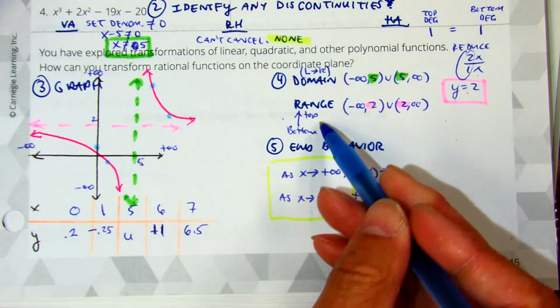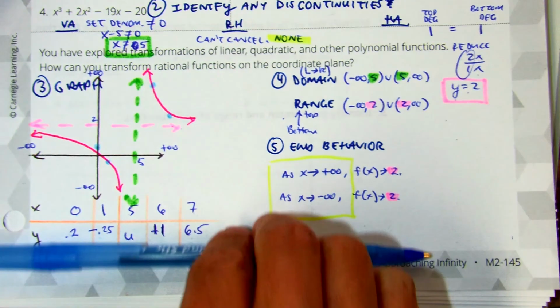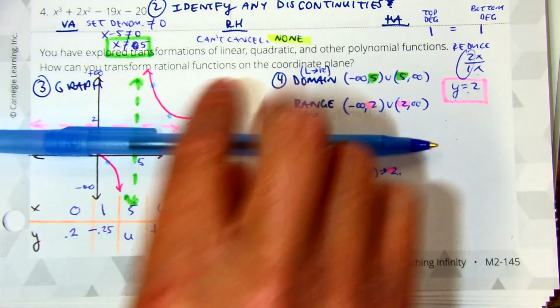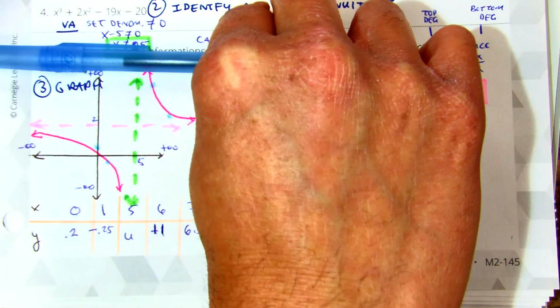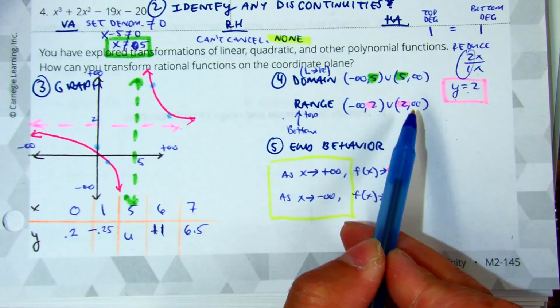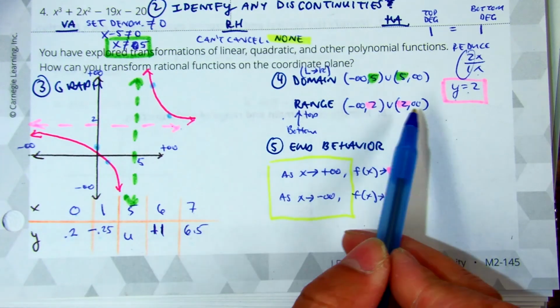The range is bottom to top. You can pick all the negative numbers, but you have to stop there at 2, which is your horizontal asymptote, and then continue again 2 to infinity. So basically the range says you can pick any number but 2.